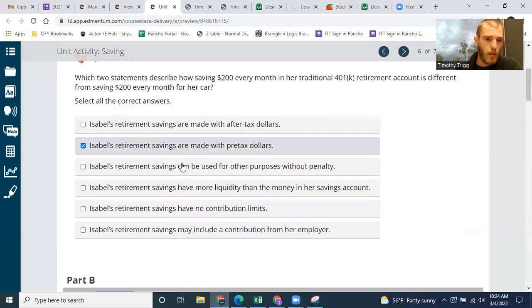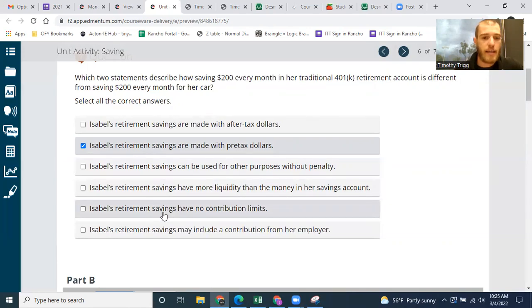Okay, so that's true. Isabel's retirement savings can be used for other purposes without penalty. That's false. Retirement can only be used after you hit retirement age, 59 and a half. Isabel's retirement savings have more liquidity than the money in her savings account. That's false. Savings accounts have a lot more liquidity. Liquidity just means being able to get the money, right? From savings accounts, very easy. Just go to the bank, go get the money. With retirement, it's not that simple because there's a penalty and everything. So it's less liquid.